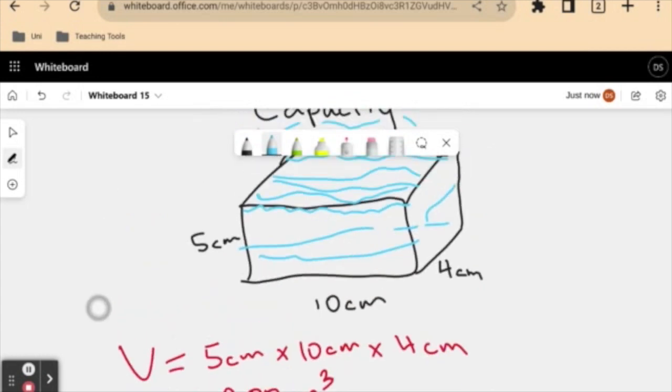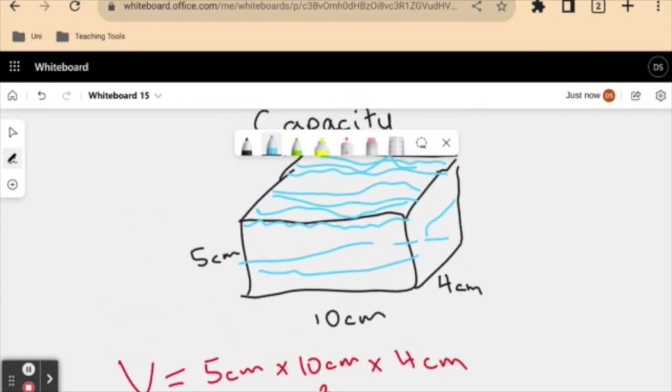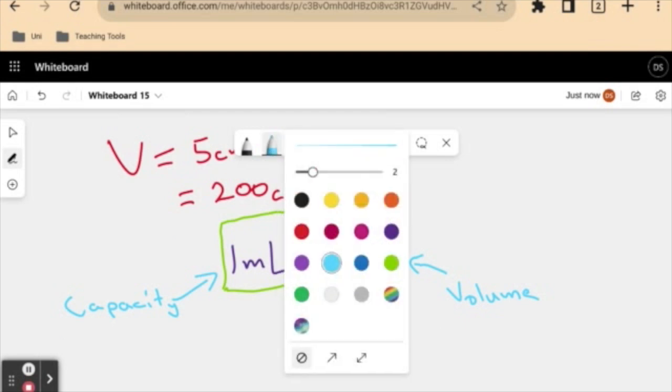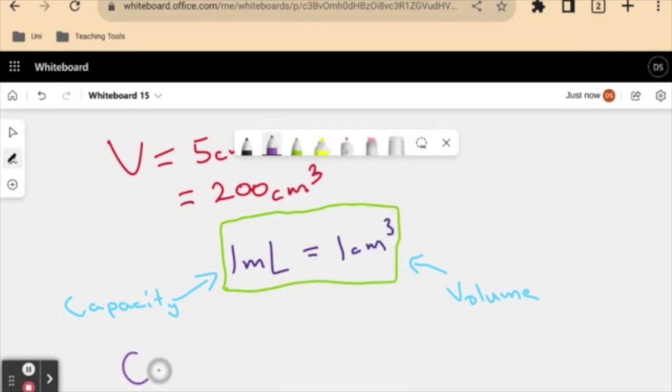So my water is filled all the way to the top here. So our entire volume is composed of liquid. So from this, we can therefore say that our capacity equals 200 milliliters. It's essentially as simple as that.